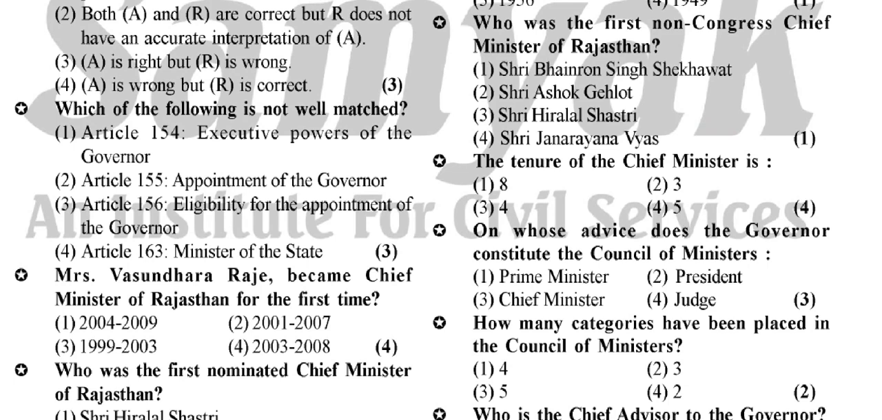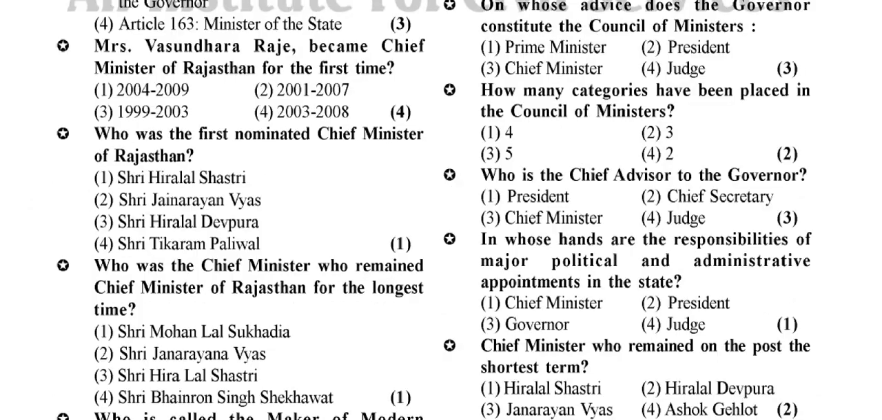Which of the following is not well matched? Article 154, executive power of the Governor. Article 155, appointment of the Governor. Article 156, eligibility for the appointment of Governor. Article 163, council of ministers of the state. So the third option is incorrect, because Article 156 belongs to the term of office of the Governor. Ms. Vasundhara Raje became Chief Minister of Rajasthan for the first time from 2003 to 2008.